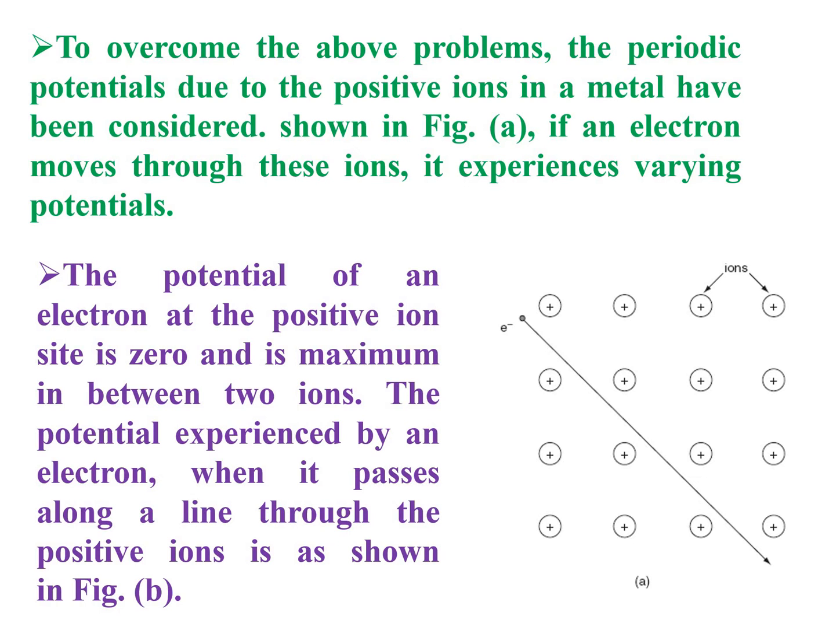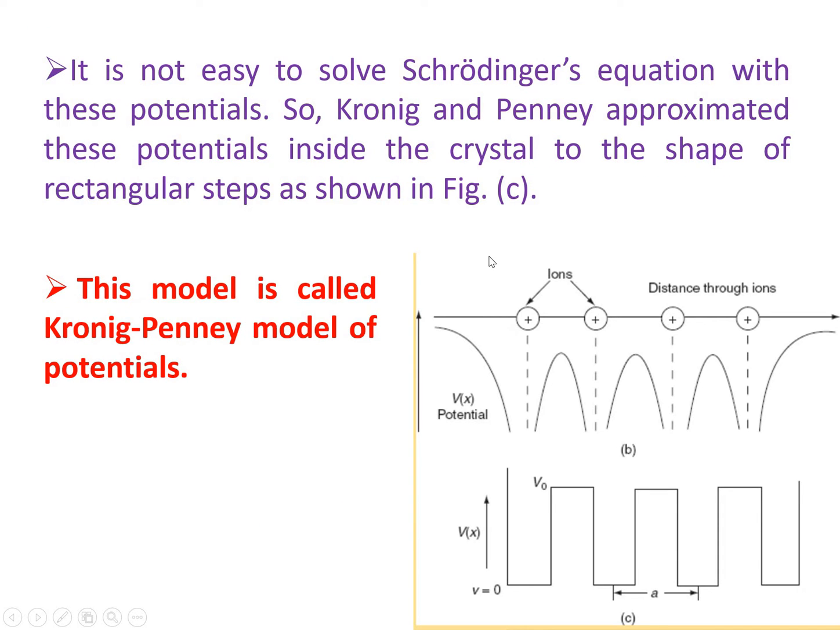It is assumed that whenever the electron is going away from the ion, in midway between the two ions, the potential is considered to be maximum, and at the site of the ion, the potential is considered to be minus infinity. So the potential variation is from minus infinity to 0. Midway between the two ions, the potential is taken to be 0.